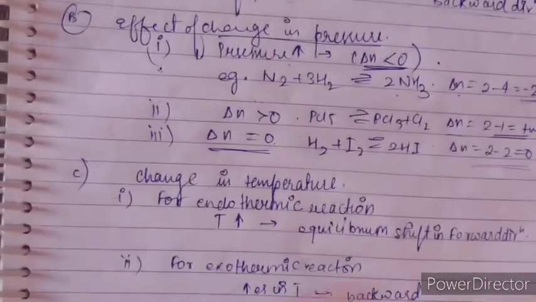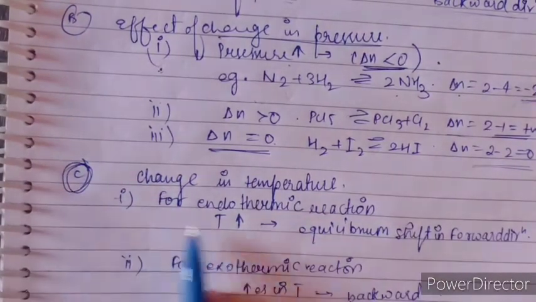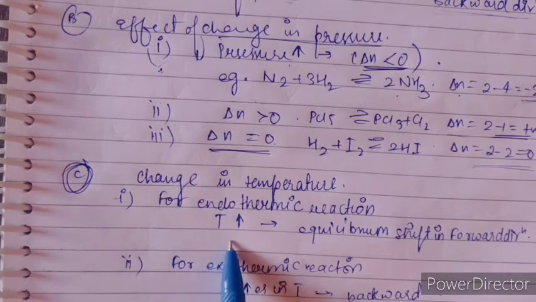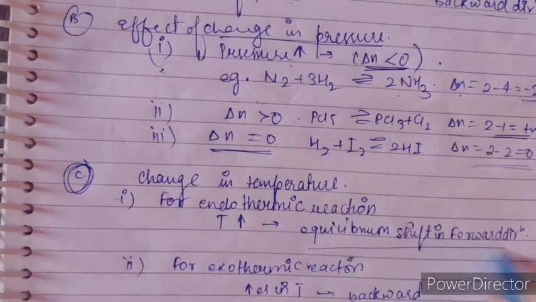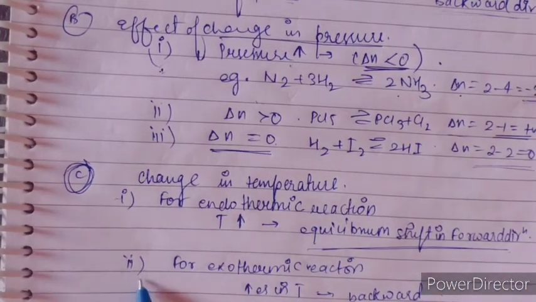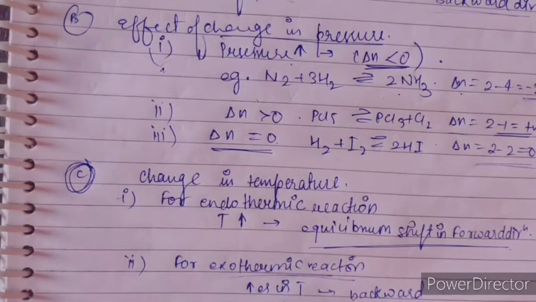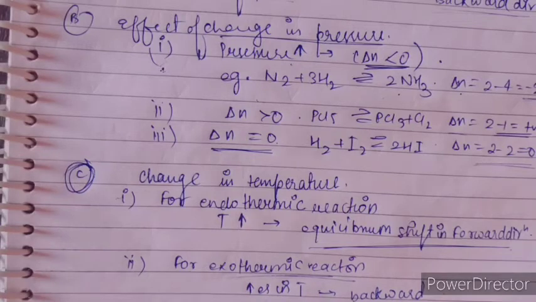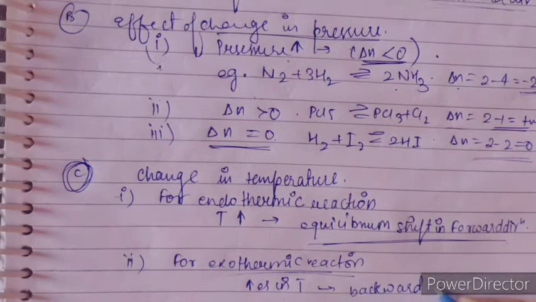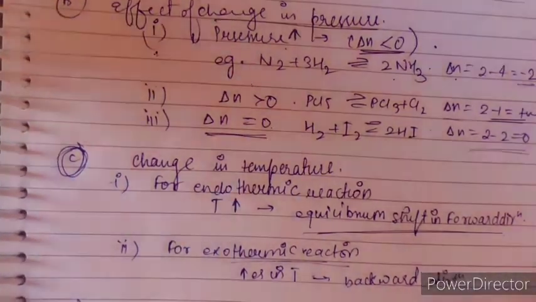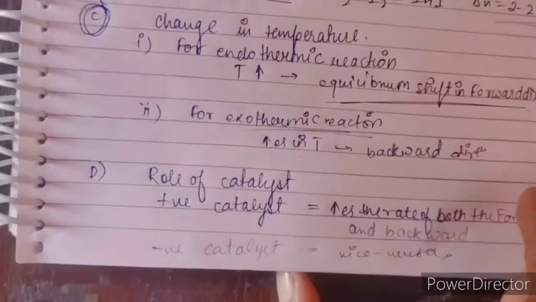The third change is the change in temperature. As we know, for an endothermic reaction, if the temperature is increased, the equilibrium shifts in the forward direction. Second, an exothermic reaction means the evolution of heat. So if we increase the temperature, the reaction will proceed in the backward direction.